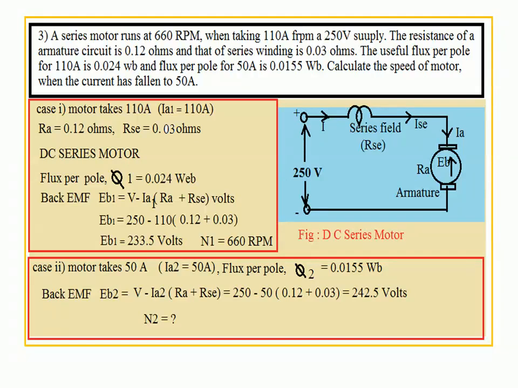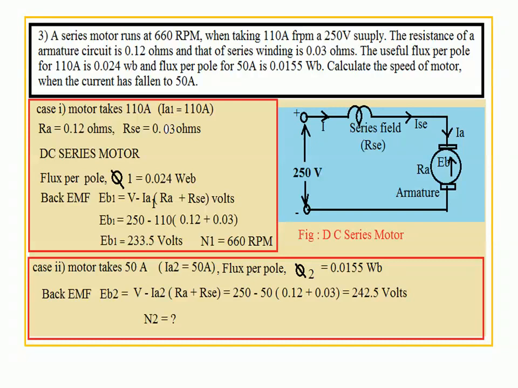Here, in series motor all currents are same, I equal to ISC, ISC equal to IA, hence it becomes easy. Next, you see what is the speed given. It is the speed given of first condition. Hence, you write N1 equal to 660 RPM.